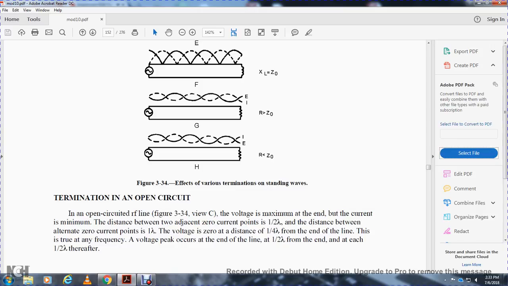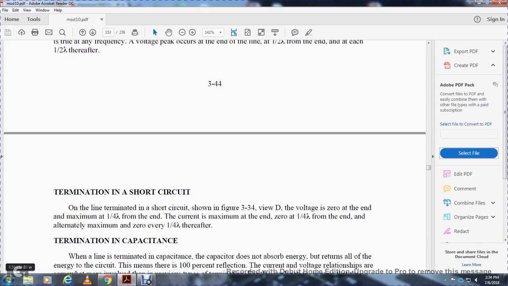This is an open circuit with the radio frequency, shown in figure 344. You see the voltage is maximum at the end, and the current is minimum. The distance between two adjacent zero current points is 1/2 wavelength. The distance between alternating zero current points is one wavelength. The voltage is 0 at a distance of 1/4 wavelength from the end of the line. This is true of the voltage peaks, which occur at the end of the line, at 1/2 wavelength from the end, and at each half wavelength thereafter.